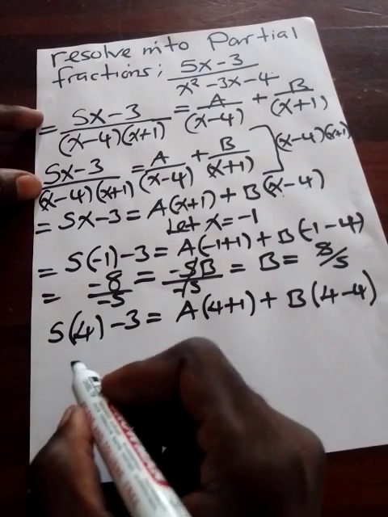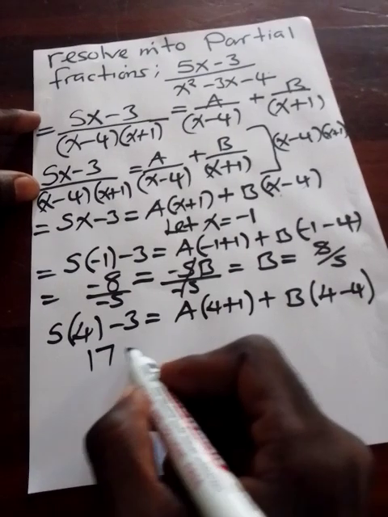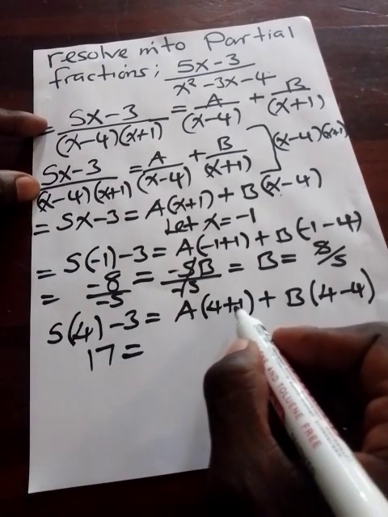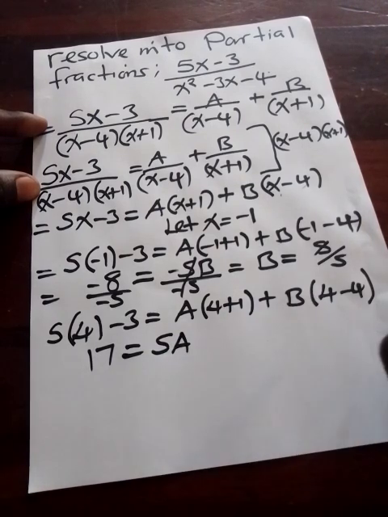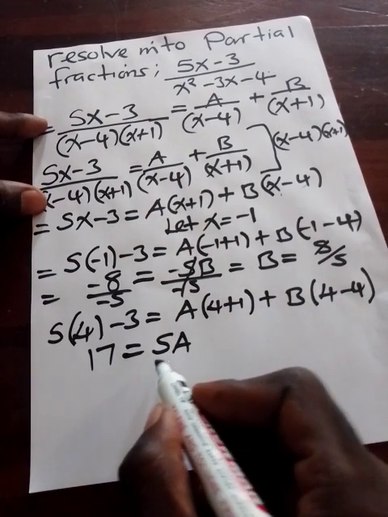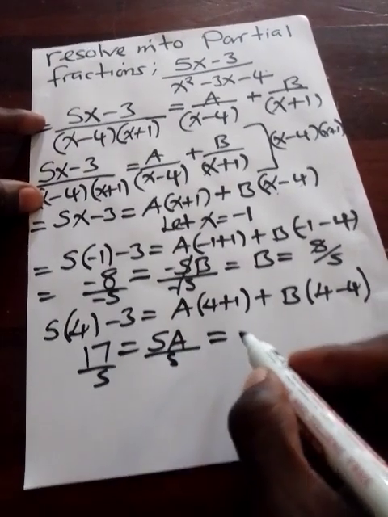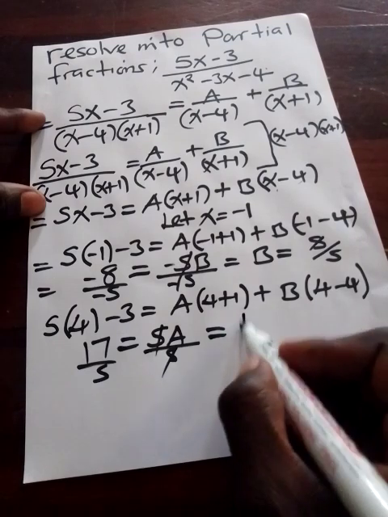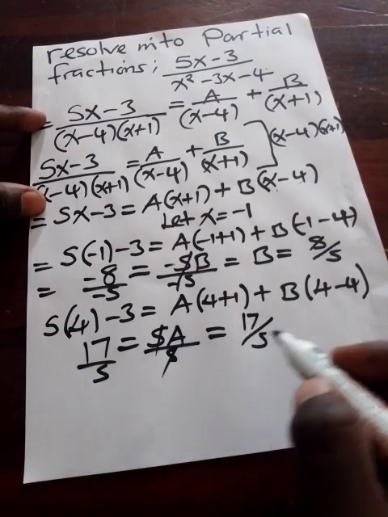Then you have a 5 times 4, which is a 20. 20 minus 3 is a 17, which is equal to, where there's a, 4 plus 1, that is a 5. 5 times a, you have a 5a. This side is a 0. We're looking for the value of a, so we divide both sides by 5. This and this will cancel out, your value of a being equal to 17/5. Now these are the two values of a and b.